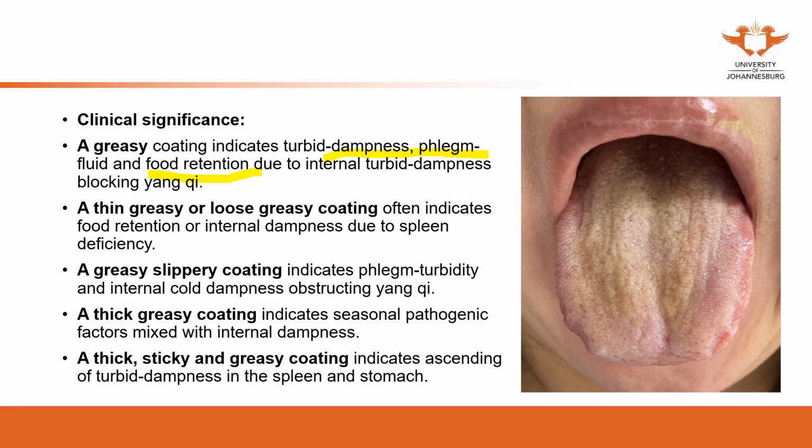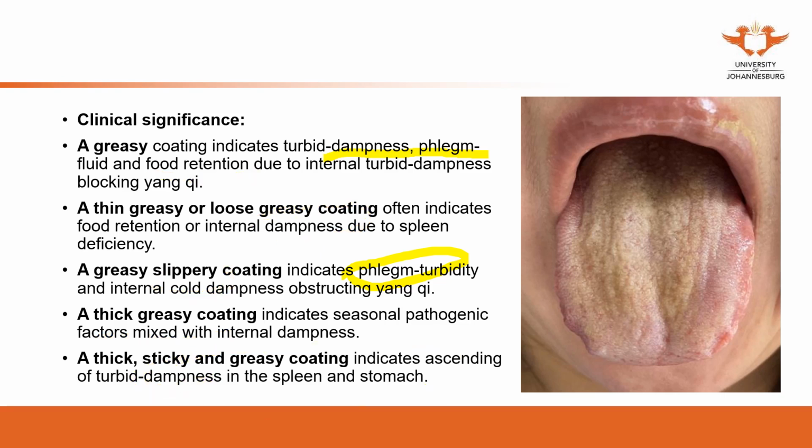A thin greasy coating or loose greasy coating often indicates food retention. Dampness. Greasy slippery coating, phlegm. So in this greasy coating, there's more water on top, more watery. Thick greasy coating indicates the internal organs, especially the spleen, have been affected. Thick, sticky, greasy coating indicates the spleen and stomach function has been affected by the dampness.